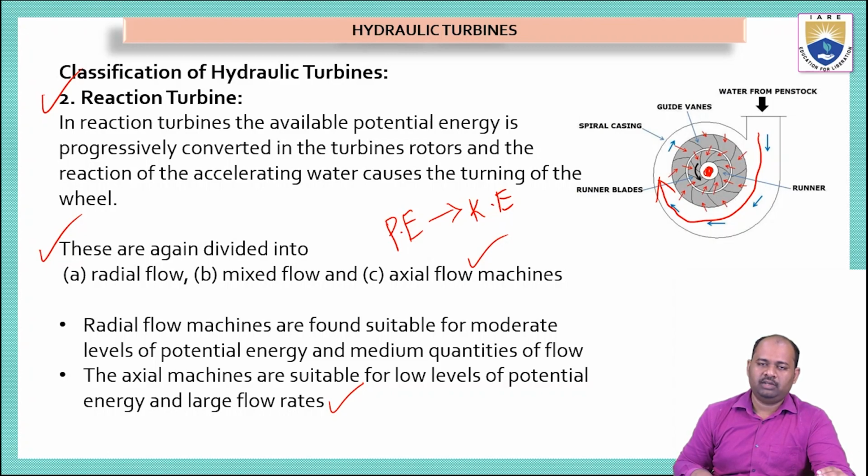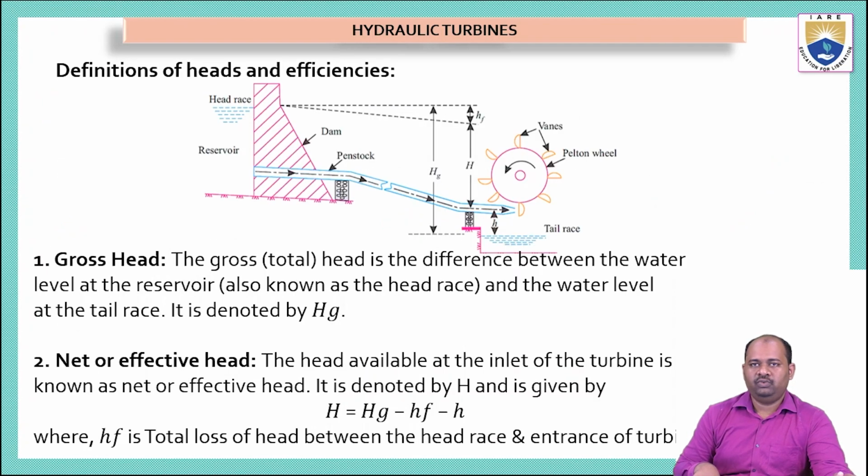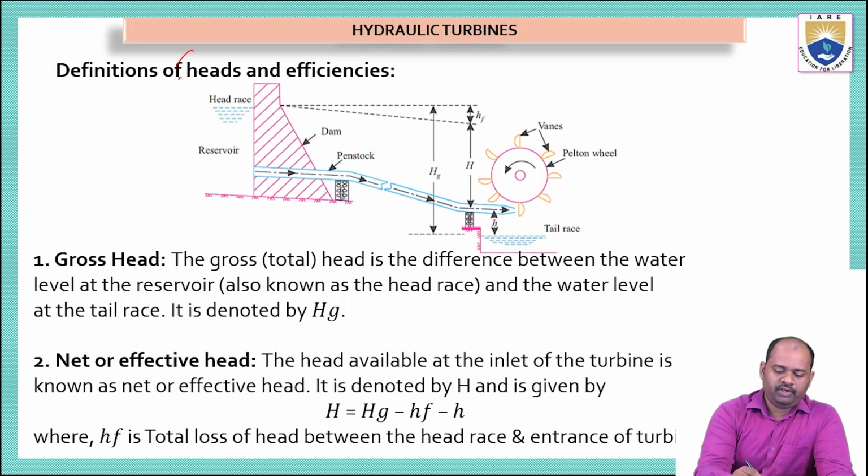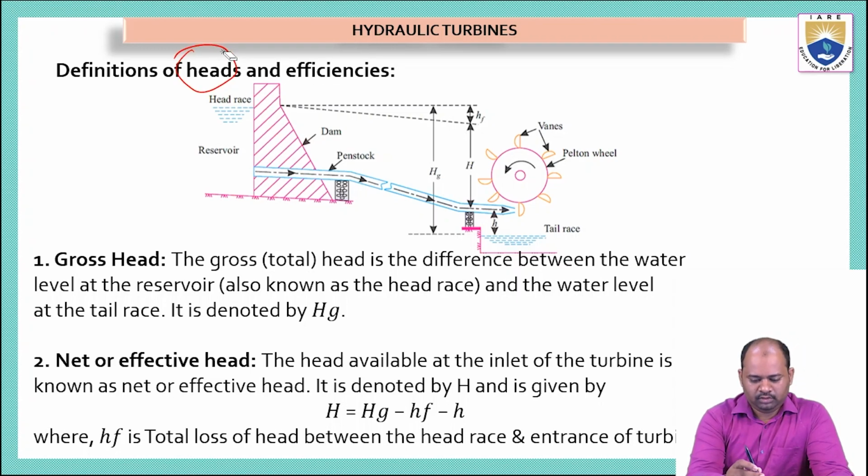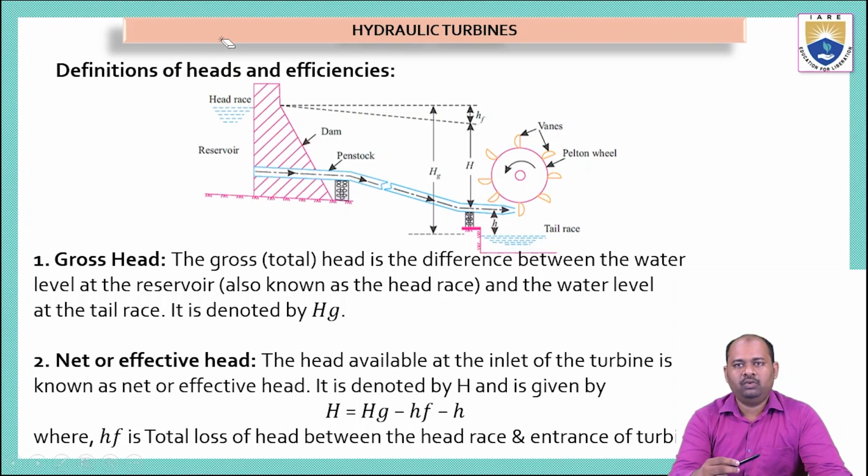Whereas in reaction turbine, the potential energy will be converted into kinetic energy or mechanical energy inside the runner. So there is no nozzle here. Now let us try to understand the basic terminology of the turbines, definitions and heads. So we'll see what are the different heads available in the turbine. So we should know this terminology in order to understand the basic features of any hydraulic turbine.